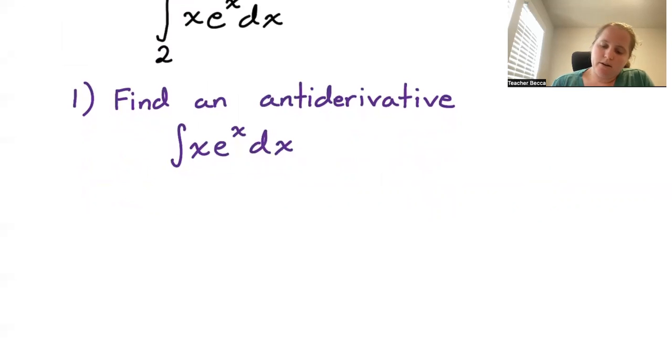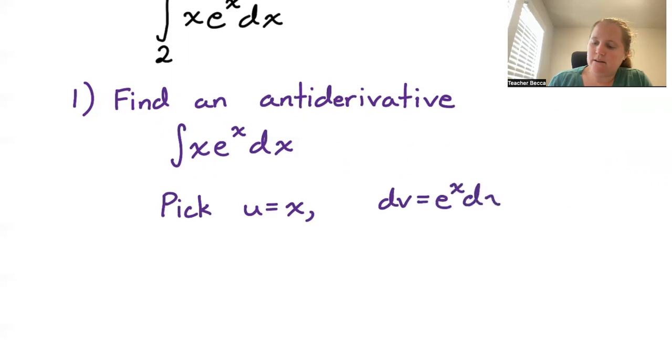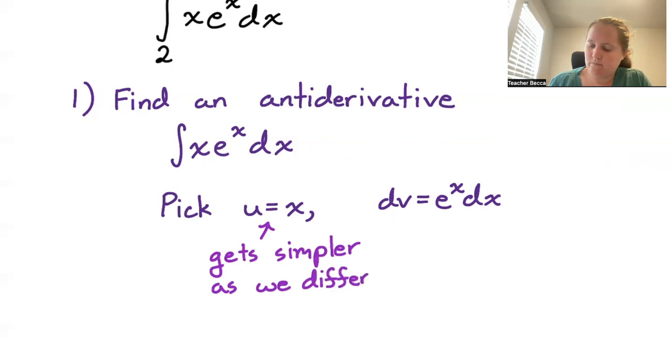So in this case, we will go ahead and pick our u to be x. Again, x gets simpler. We'll pick our dv to be e to the x dx. Again, in this case, u gets simpler as we differentiate, versus dv gets no more complicated as we integrate.